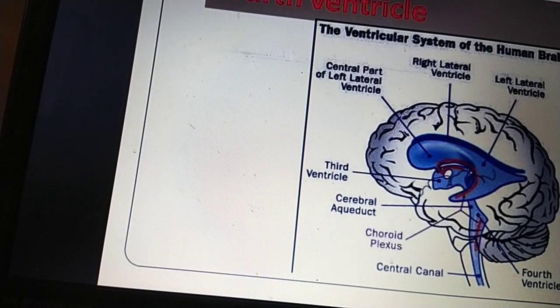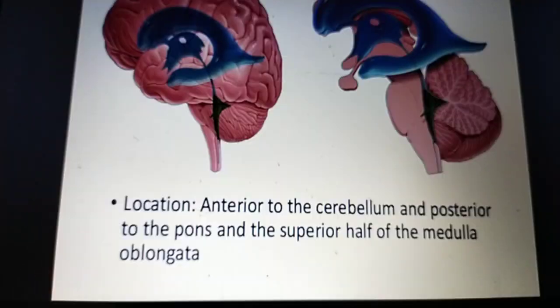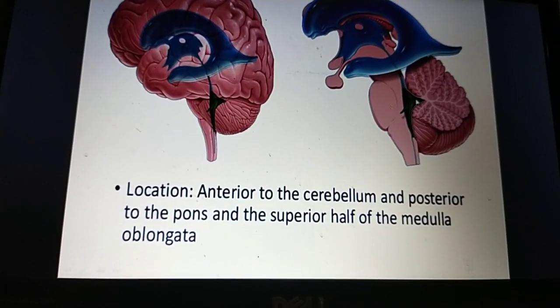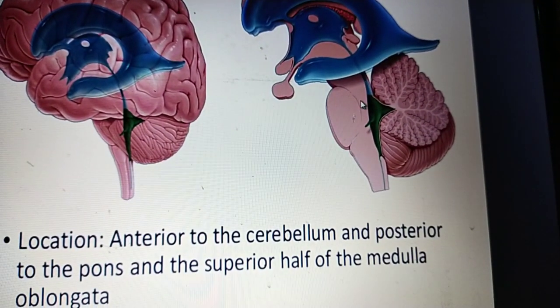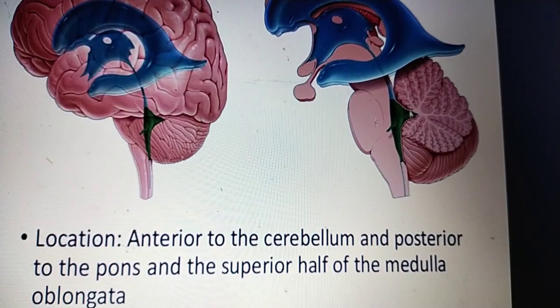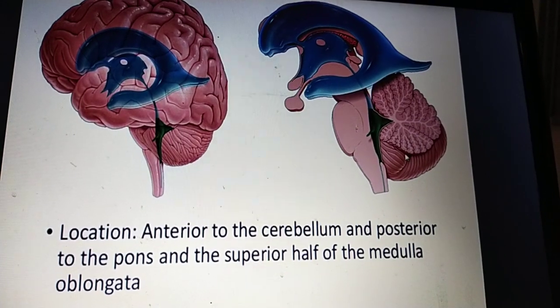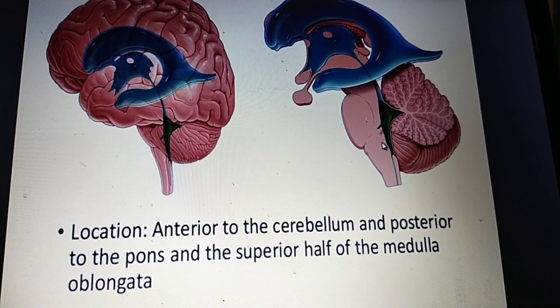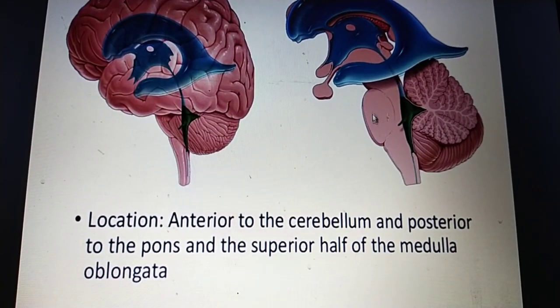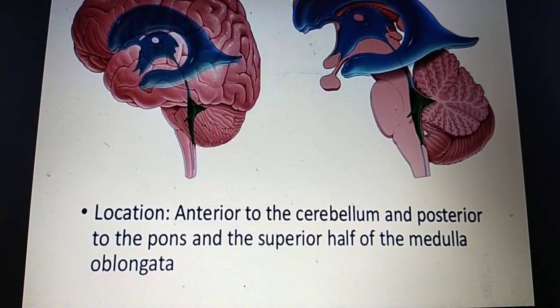The location of the fourth ventricle: you can see here, this is the fourth ventricle. It is present between the brainstem and cerebellum. The location is anterior to the cerebellum and posterior to the pons and the superior half of the medulla oblongata. See, this is the pons and this is the medulla oblongata and this is the cerebellum.